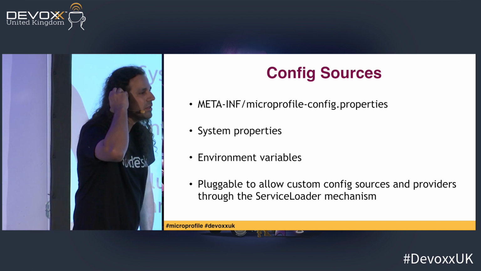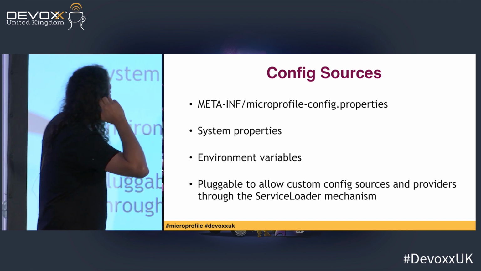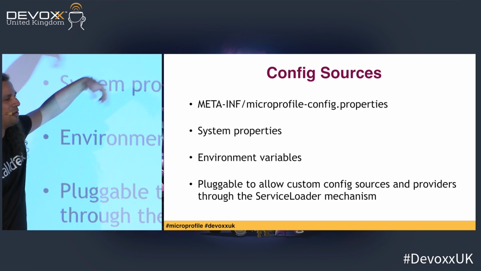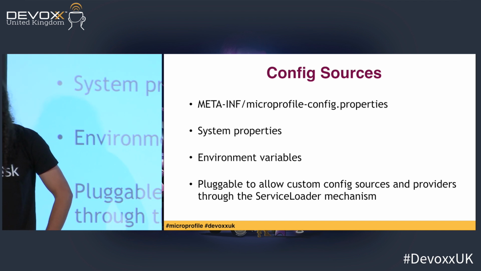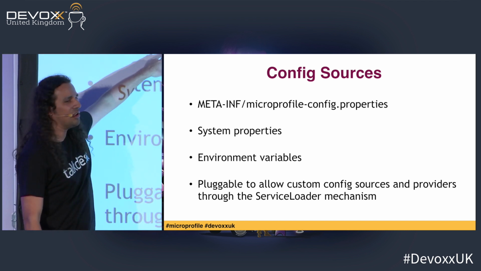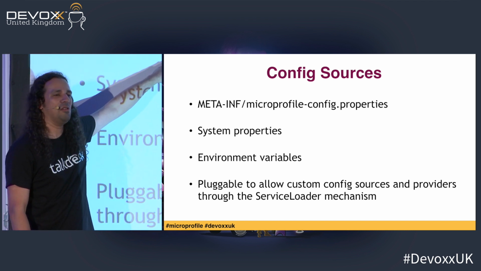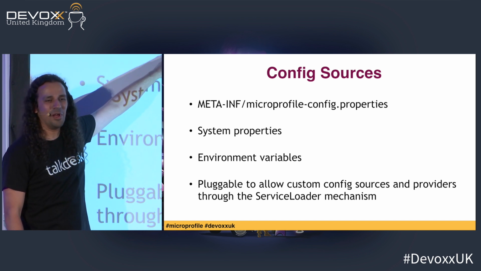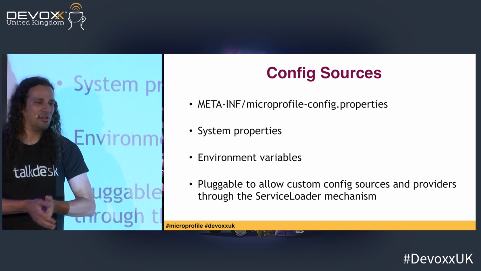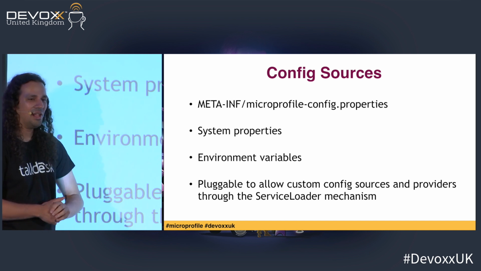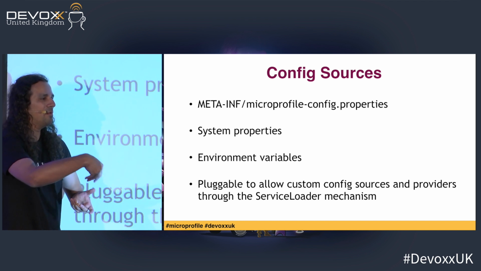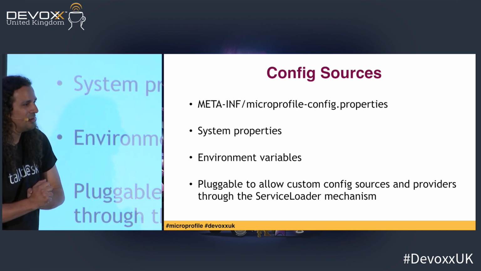Oh, yes? Let me repeat the question. The question was whether we can change the location of the config file. The answer is not with this one, but there is a way to actually create your own config sources, and you can set up whatever priority you want. And of course, nothing stops you from having a new config source that reads the file from somewhere else and loads the configuration from there.